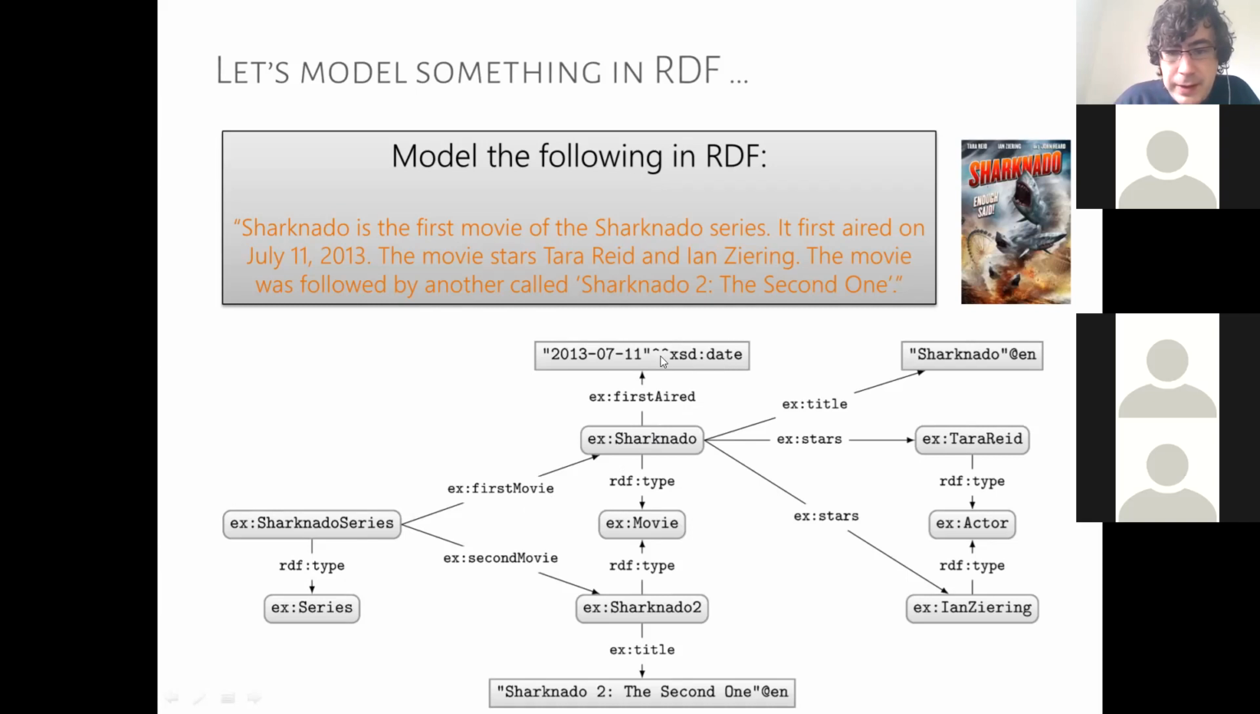We should specify the proper data type for that so it can be interpreted as a date, which will allow us later to apply functions like extract the year from the date, order different dates and so forth. And then we have information about who stars in the movie, the first movie. So that's Tara Reid and Ian Ziering, and these are actors. And ideally, we should add that their names are Ian Ziering and Tara Reid.